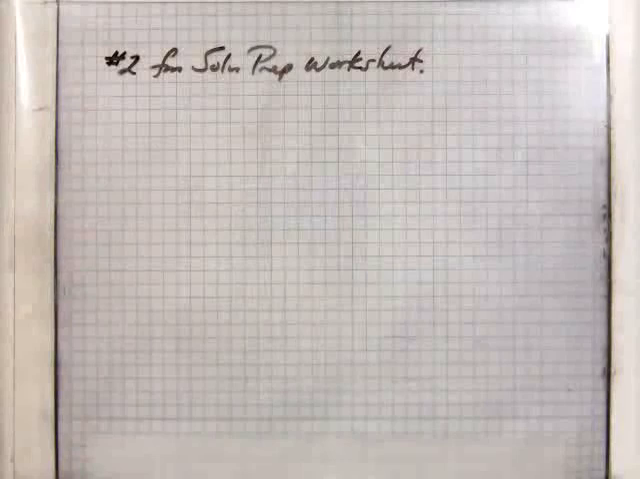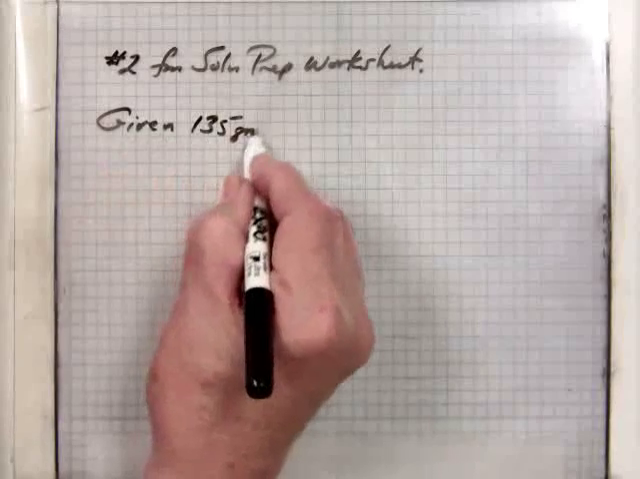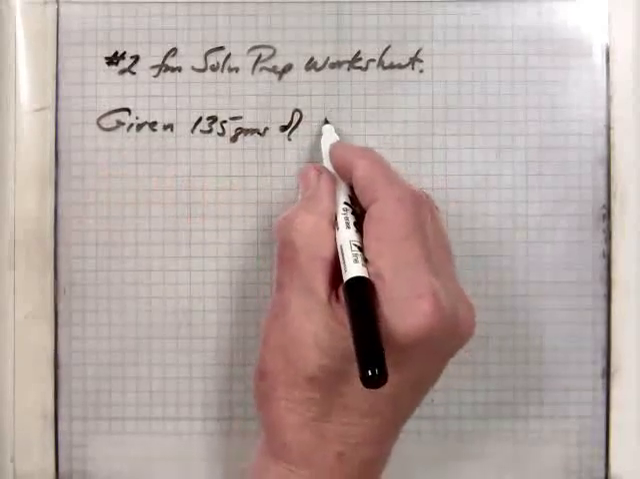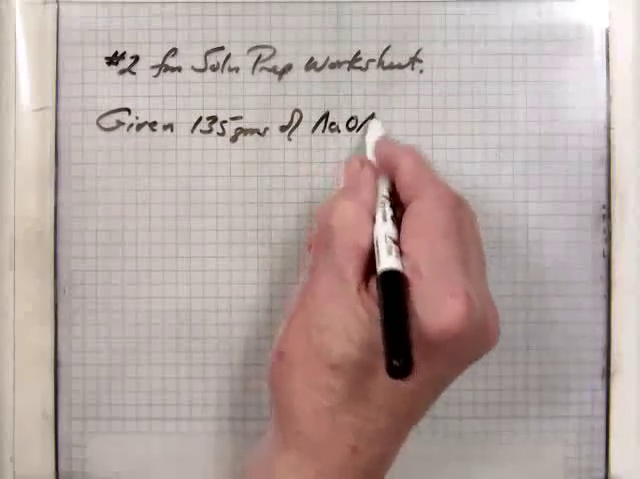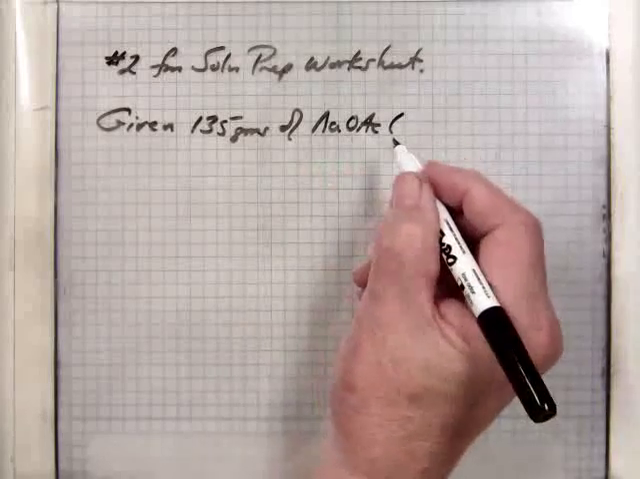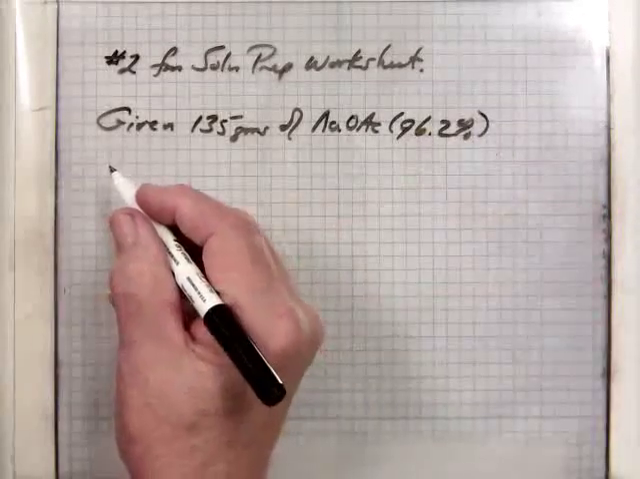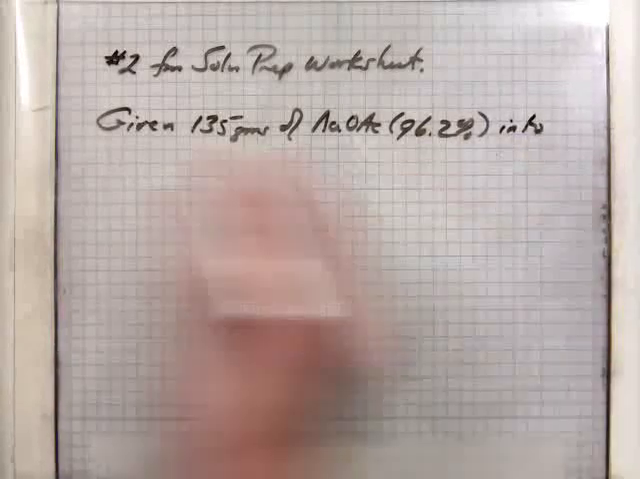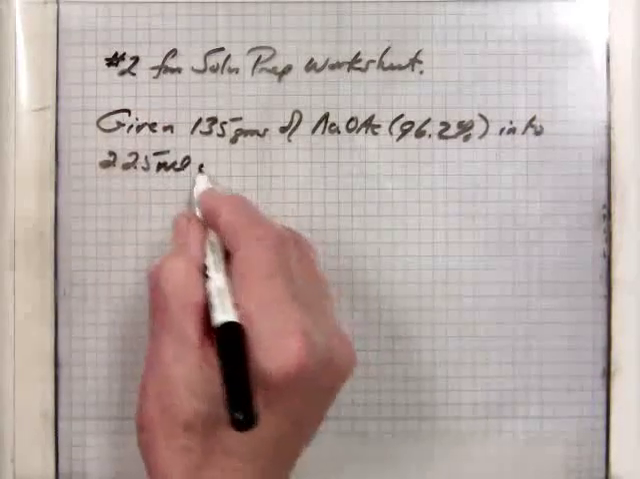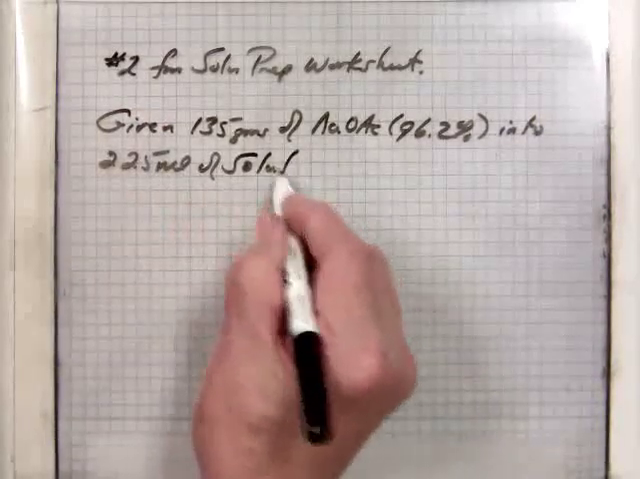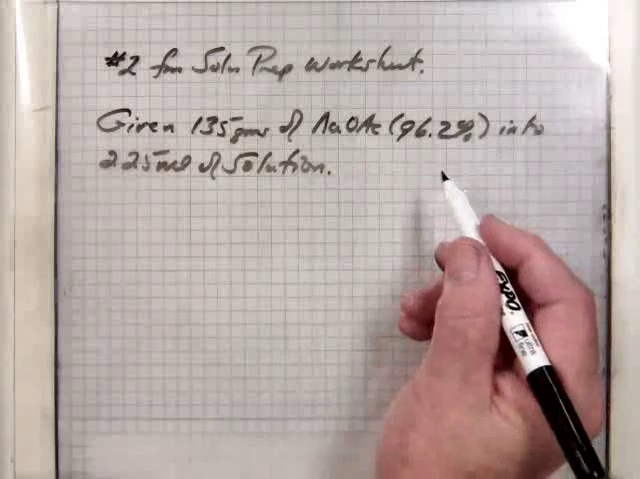In this, we're given 135 grams of sodium acetate, and it's 96.2% pure, into 225 milliliters of solution. Calculate the amount of pure sodium acetate added to the solution.